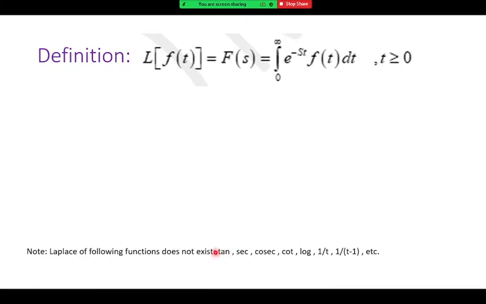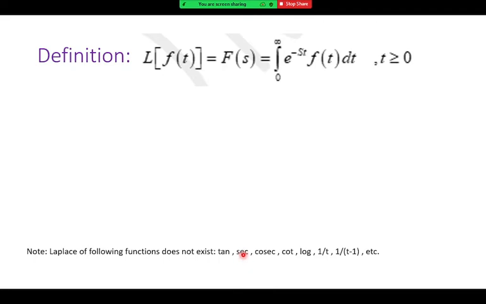Tell me. So pi by 2. Pi by 2, yeah. Tan pi by 2, pi by 2 is greater than 0. So tan pi by 2 doesn't exist, so it is unbounded. As it is unbounded, Laplace of tan does not exist. Okay. Similarly, sec. Where does the sec function not exist?